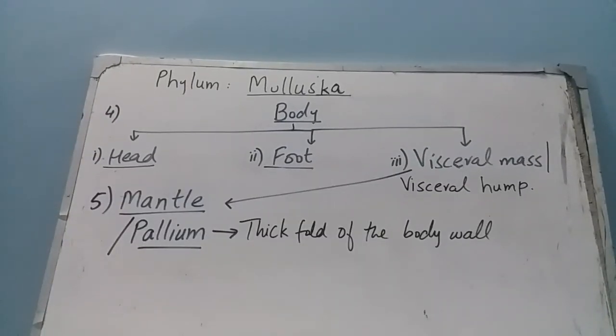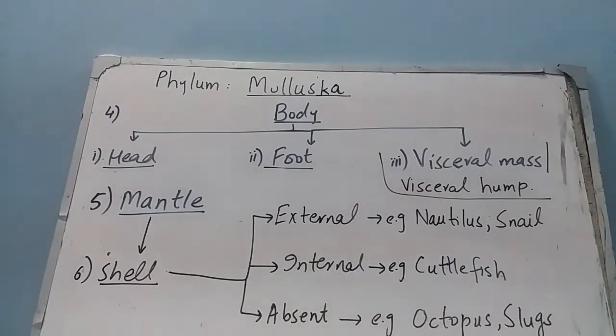And next point is mantle. The visceral mass secretes or produces mantle, which is also known as pallium. So what is mantle? It is a thick fold of the body wall, or we can say that the body of a mollusk is covered by a glandular epithelium known as mantle or pallium. And this mantle contains shell glands which secrete a calcareous shell. Calcareous means the shell is made up of calcium carbonate. So the mantle produces a calcareous shell.